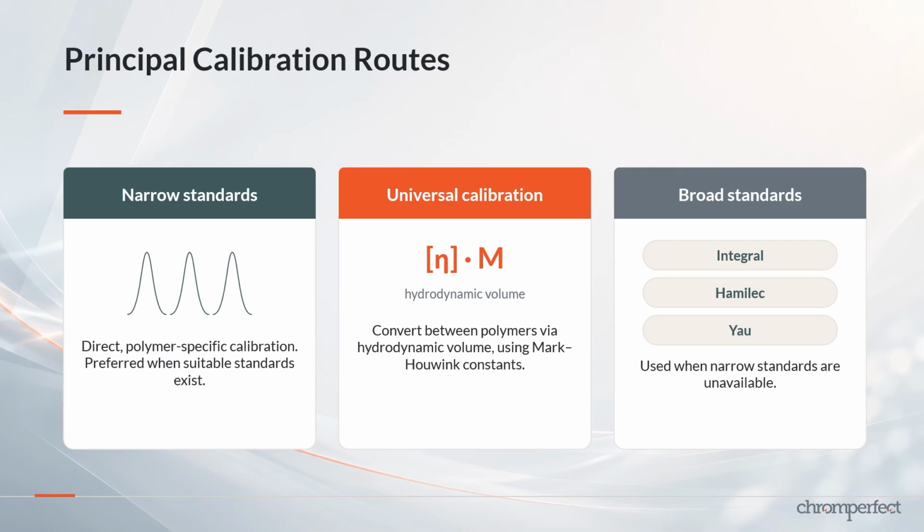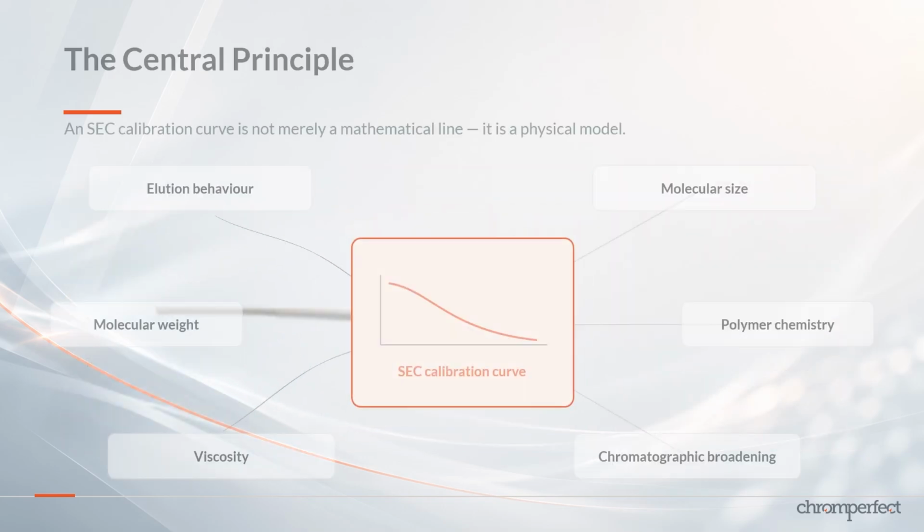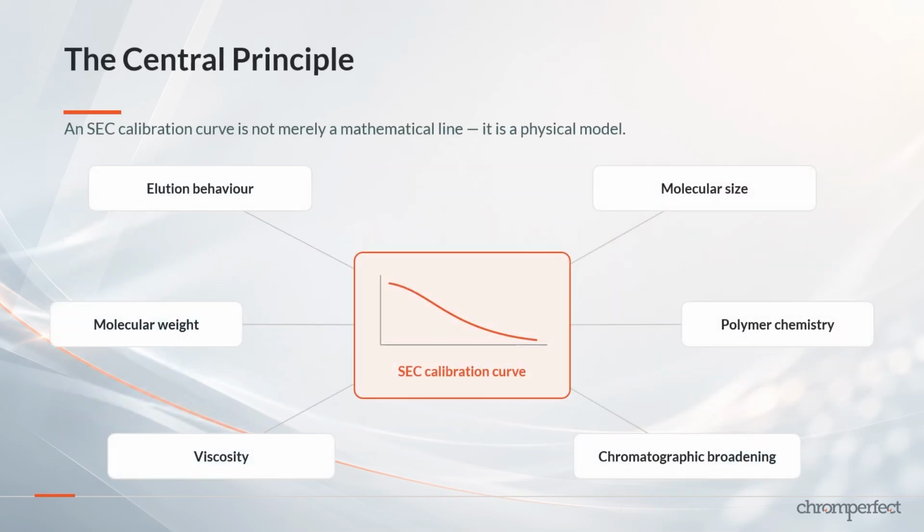The integral method uses a cumulative molecular weight distribution table. The Hamilec method uses Mn and Mw, but produces a curve influenced by column broadening. The Yau method attempts to correct that influence using the column sigma value. Understanding these distinctions is essential. An SEC calibration curve is not merely a mathematical line fitted through a set of points. It is a physical model connecting elution behavior, molecular size, molecular weight, polymer chemistry, viscosity, and chromatographic broadening.